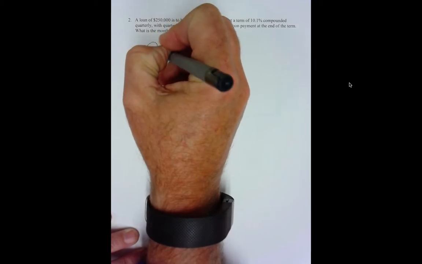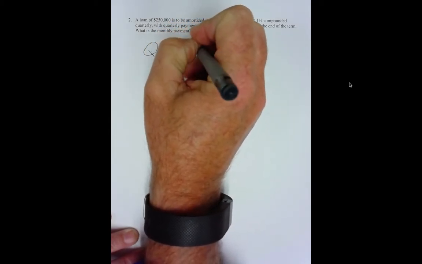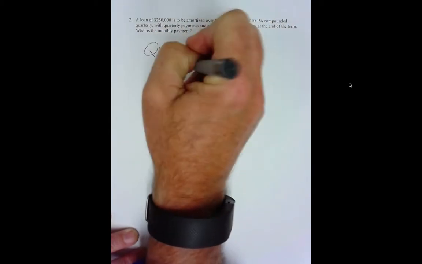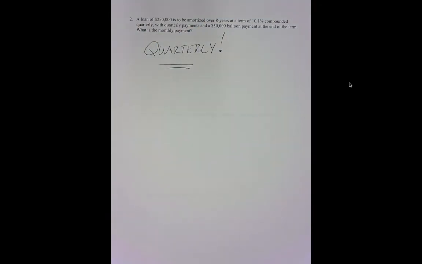Number two, a loan of $250,000 is to be amortized over 8 years at a term of 10.1% compounded quarterly. Okay, so guys, big letters. So quarterly payments and then a 50,000 balloon payment at the end of the term. Okay, well, this is interesting.